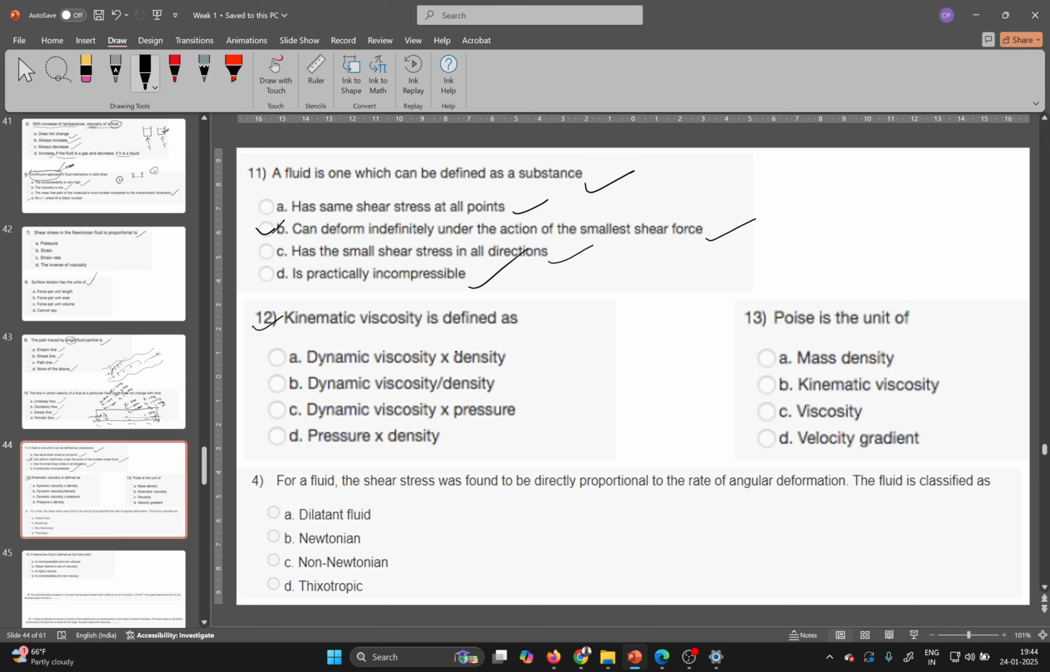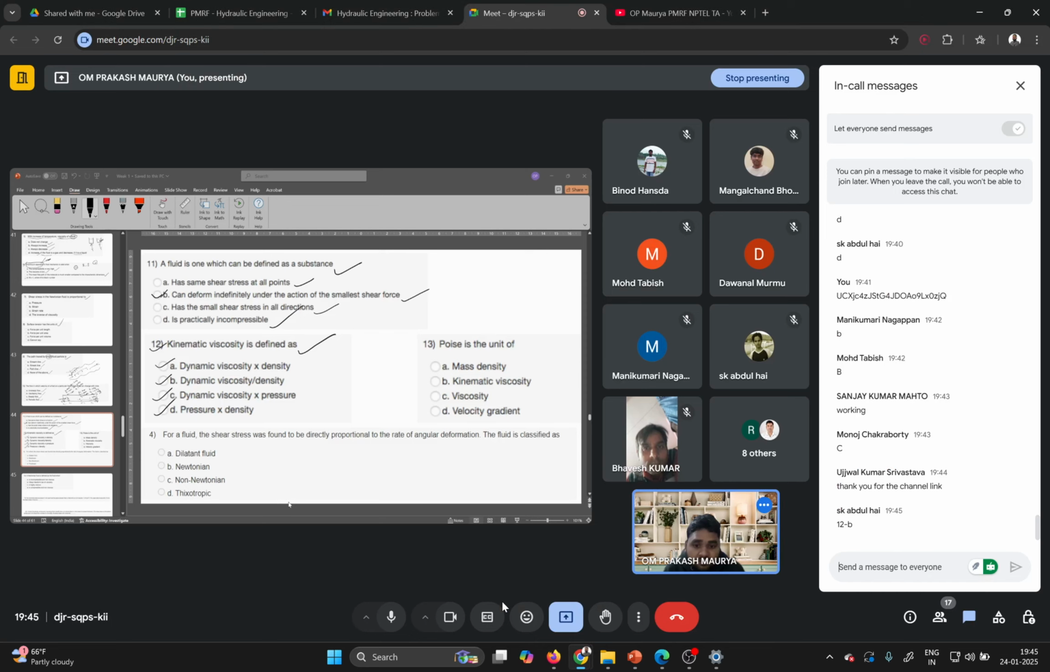Question number 12. The kinematic viscosity is defined as, please everyone try to give the answer for question number 12. The kinematic viscosity is defined as what?